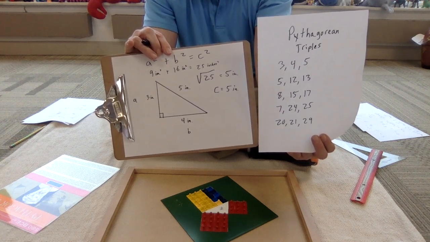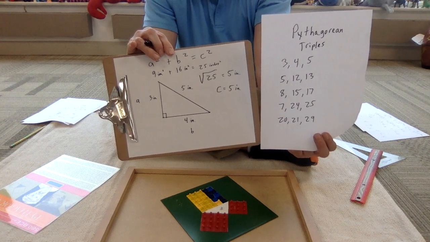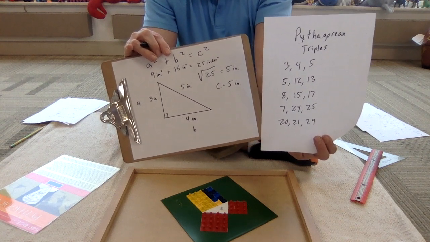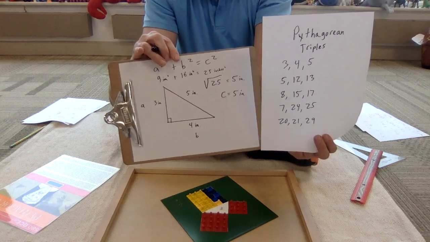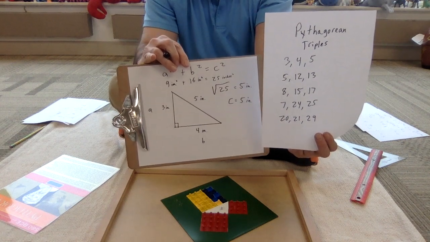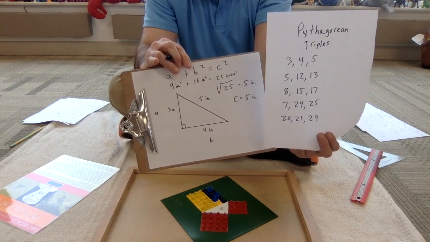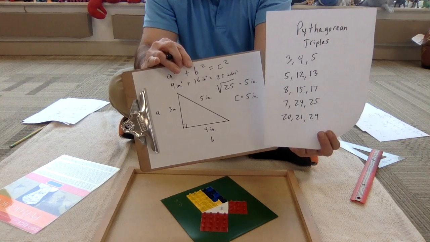I highly recommend you stick with the Pythagorean triples, though, because otherwise you're going to end up with decimals. And for those of you who haven't studied those, that might cause some problems. Let's keep it simple, and let's keep focused on the actual formula itself. A squared plus b squared equals c squared.